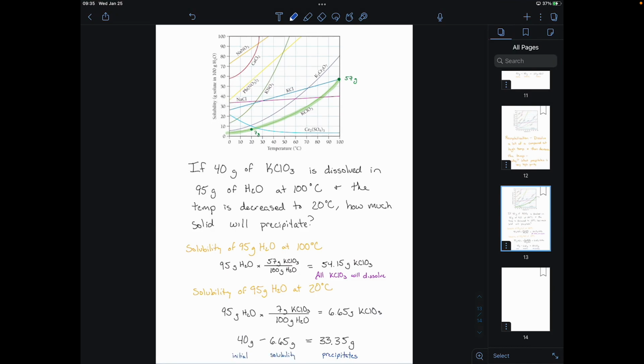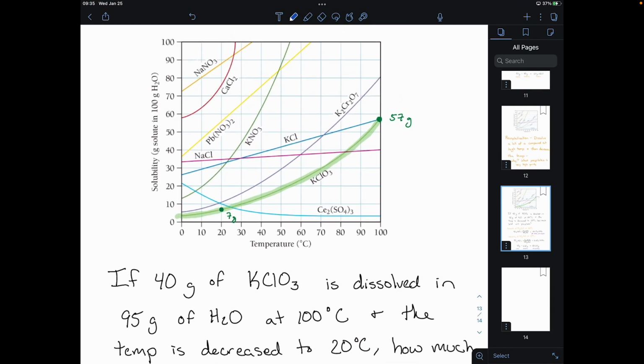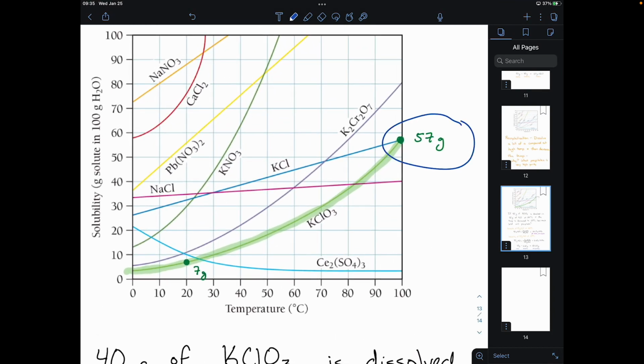All right, and again, notice that we got that key information from the graph, right? We had to read that graph in order to correctly answer this problem. I had to get my solubility at 100 degrees Celsius, as well as my solubility at 20 degrees Celsius, and then I had to adjust for how much water I actually had, because these values that you read off the table are for 100 grams of water.